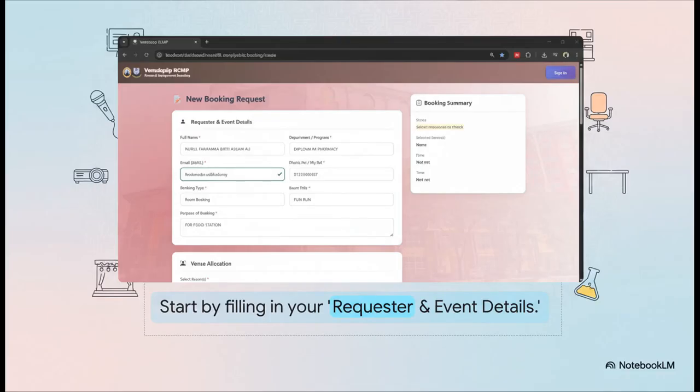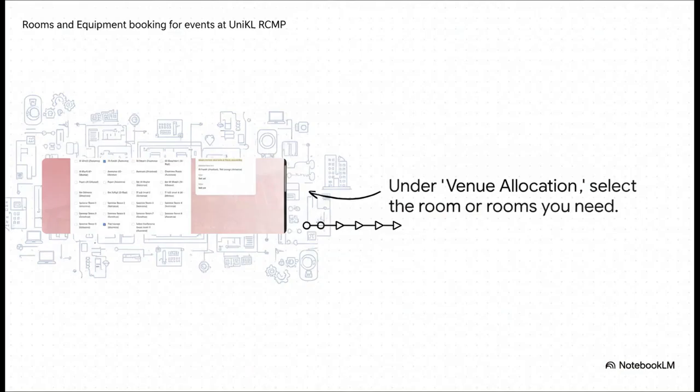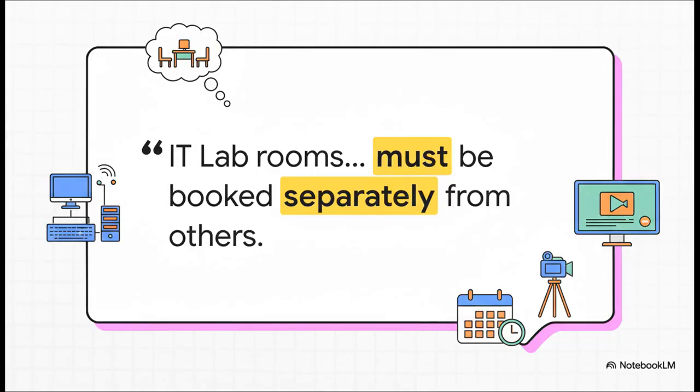Just start by filling in your basic info. You know, name, department, all that good stuff. Next, pick your room. You can even book multiple rooms at once, with one catch. And here's the catch. IT labs have to be booked separately.